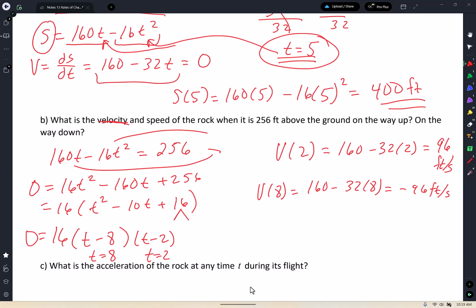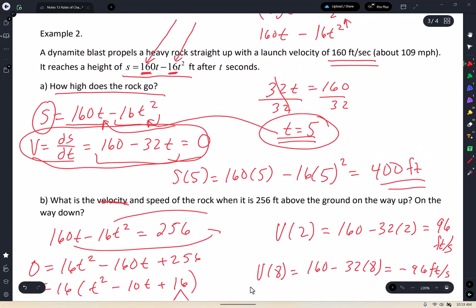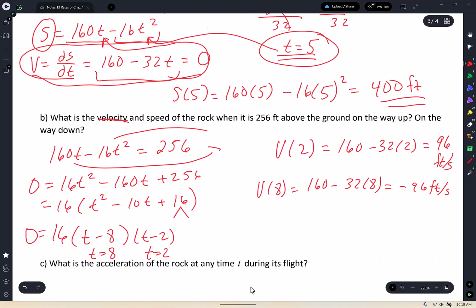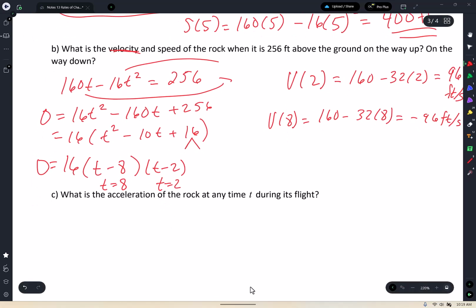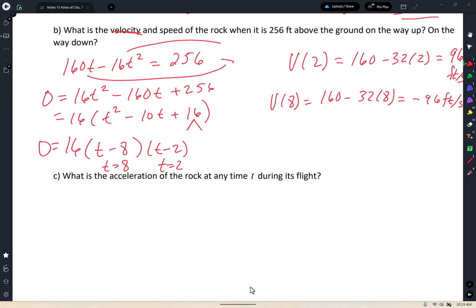We took a derivative of position. Derivative of position is velocity. And that's my velocity equation from right here. My S is position, yes. It tells you here it reaches a height, so this is telling me what height I'm at. You know what I mean? Yeah, good. Good questions. All right.